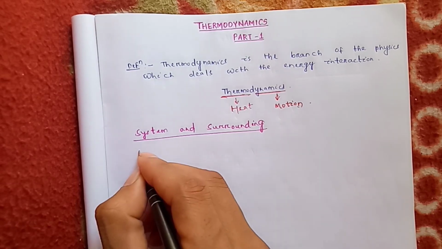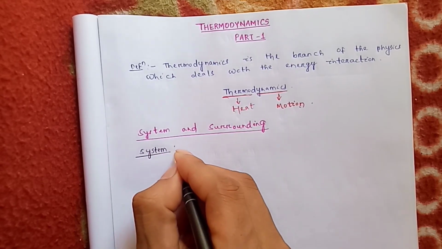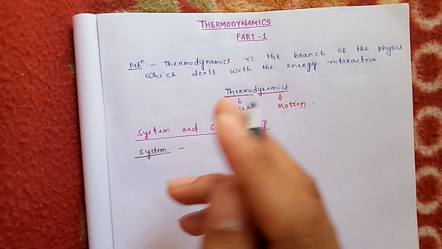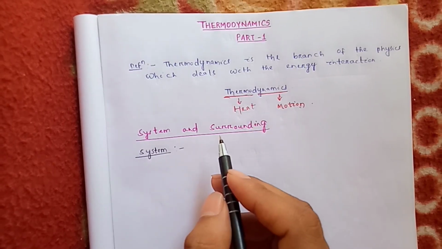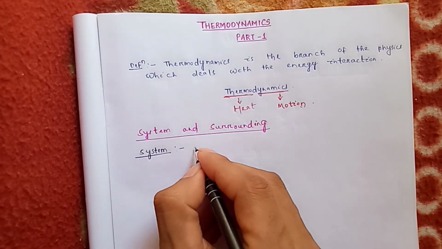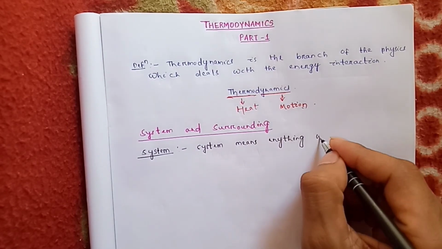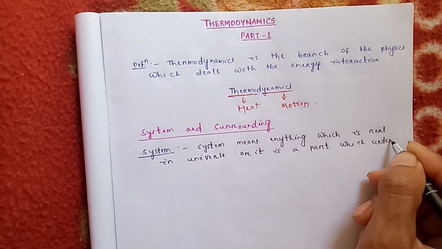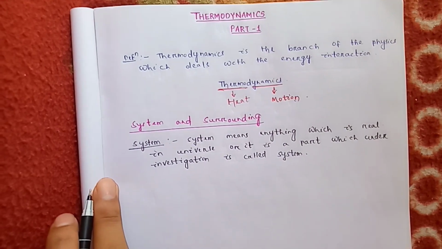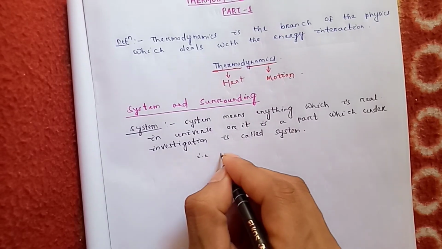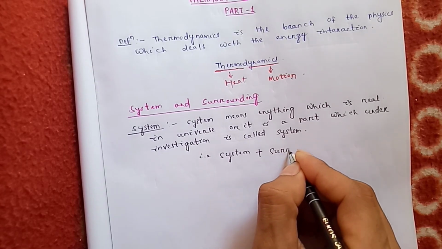Now coming to the system. तो स्टूडेंट सिस्टम क्या है? What do you mean by system? The system means anything which is real in the universe, or a part which is under investigation, is called system. And I have already told you that system और surrounding वो है जो मिलके पूरा universe बनाते हैं. That means system plus surrounding is equal to the universe.